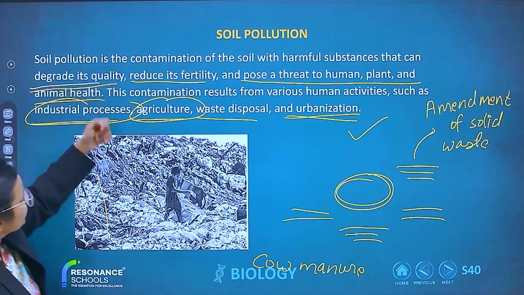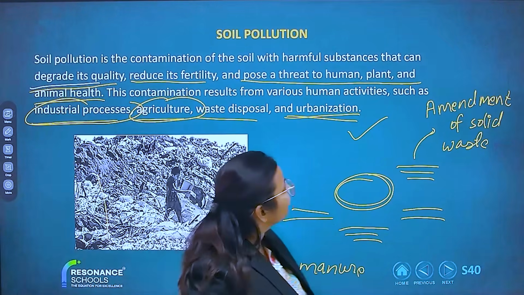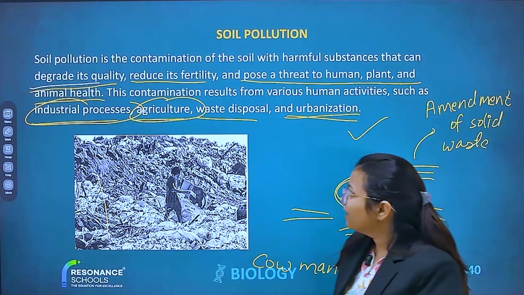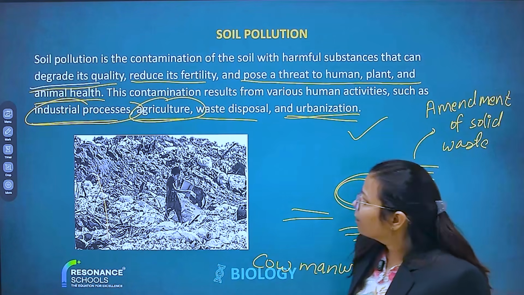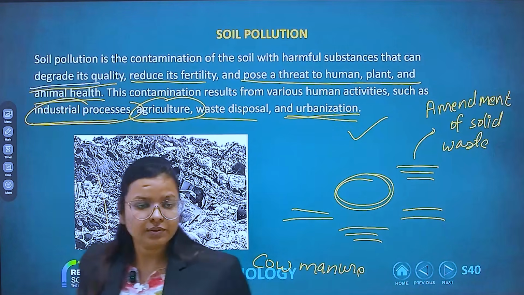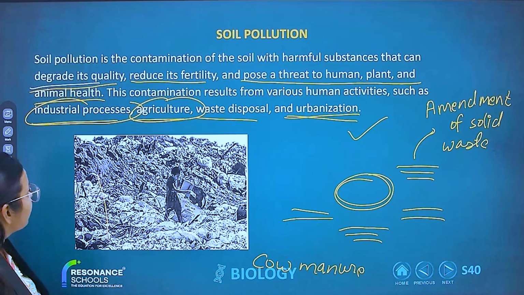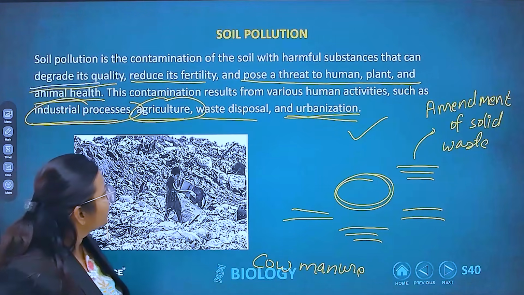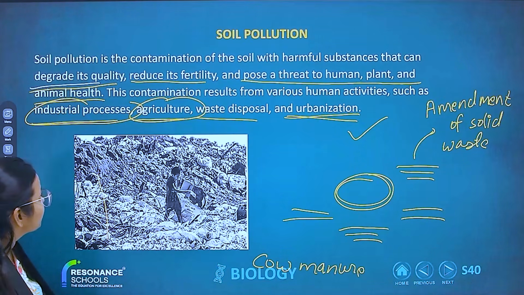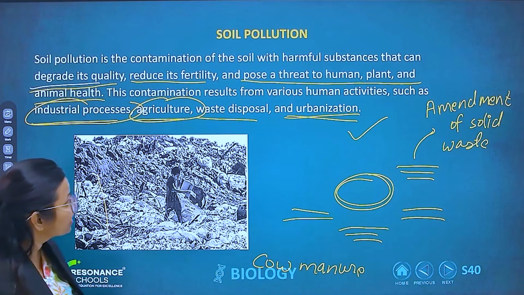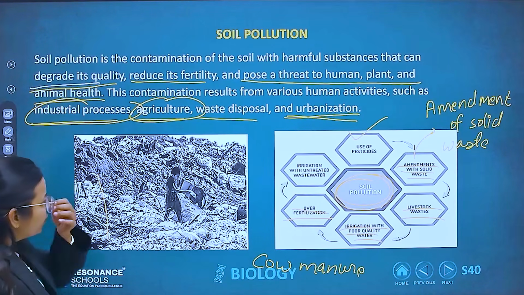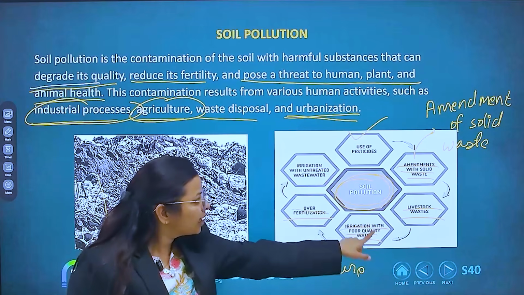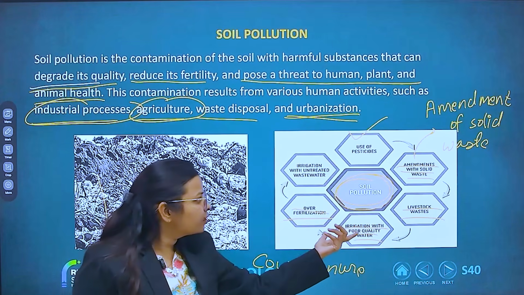Soil pollution is the contamination of soil with harmful substances that can degrade its quality, reduce its fertility, and pose a threat to human, plant, and animal health. Okay, this contamination results from various human activities such as industrial processes, agriculture, waste disposal, and urbanization. Do you have any doubt in this flow chart? These are the causes of soil pollution.